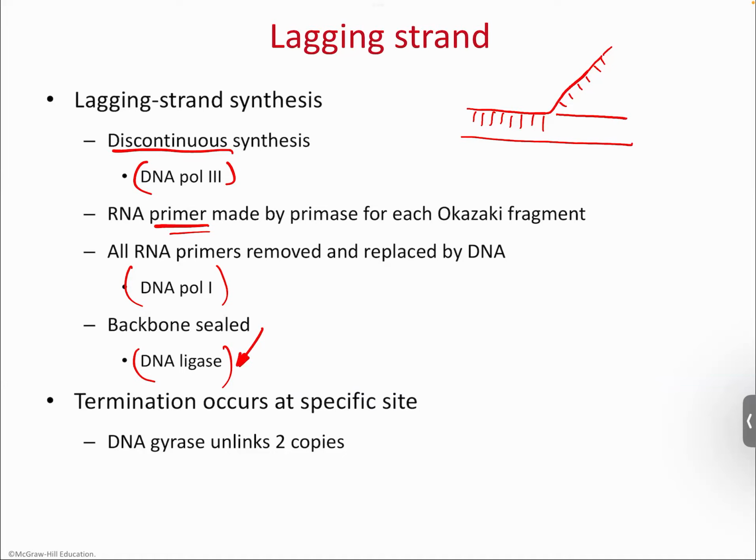By the way, this is our 7th enzyme of the pantheon. And DNA gyrase, by the way, is part of the termination component. So we only see that one in termination.